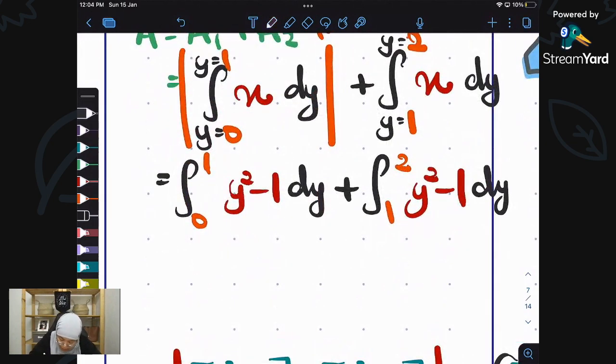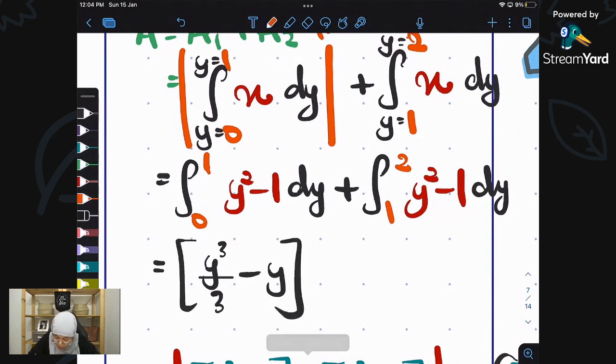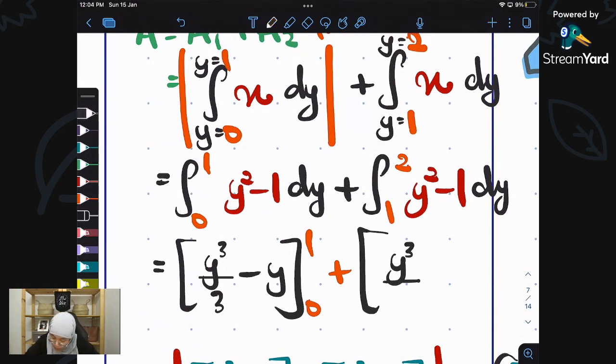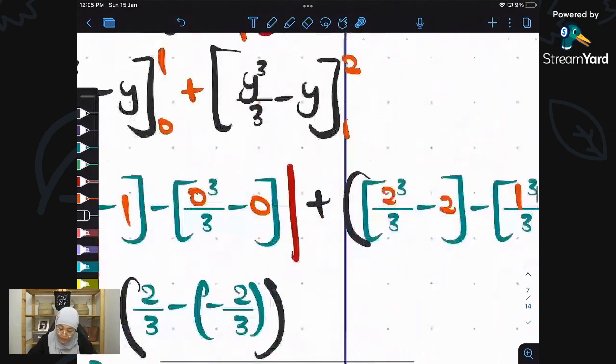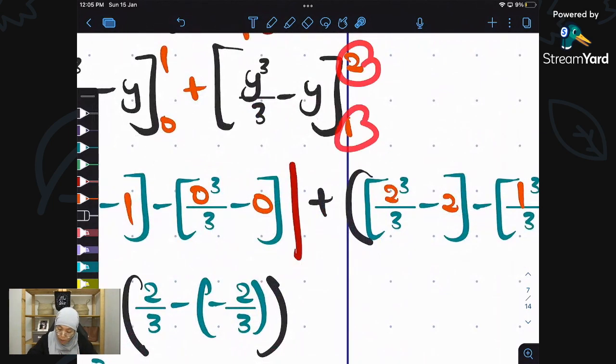And then kita bolehlah integrate dengan happy. So it will become y cubed over 3 minus y, but don't forget to put your limit together with it. And then another answer is y cubed over 3 minus y, close it with 1 until 2, and then you dah integrate, you dah dapat jawapan integrate ini, you masukkan nilai 1 dan 0 ke dalam jawapan you, and then 2 dan 1 ke dalam jawapan you.